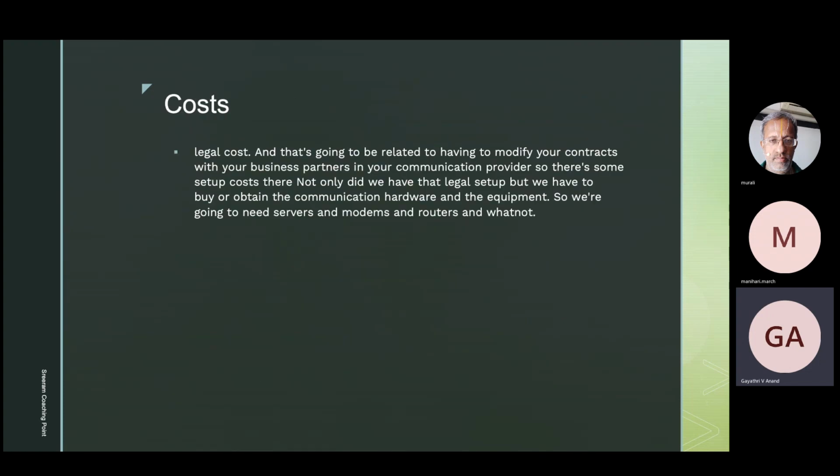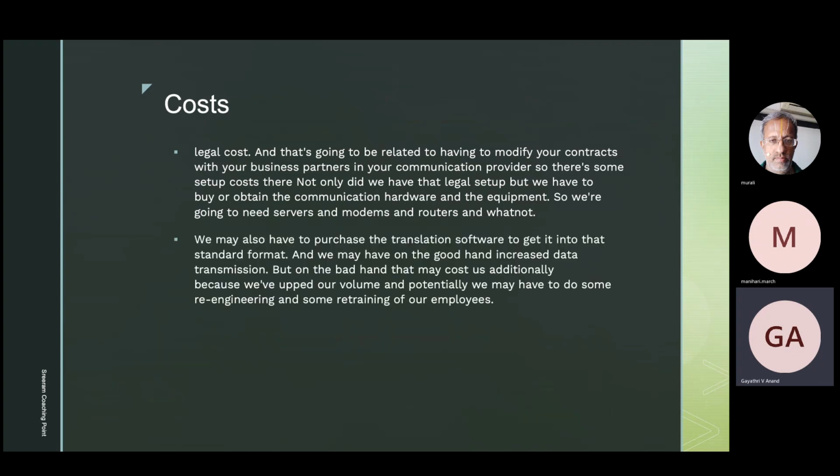Here the cost is legal cost, because it is related to modifying your contracts with your business partners, so there is a setup cost for the legal setup. Nowadays there are a lot of things you need to take care of. Then there is obtaining the communication hardware and equipment: servers, modems, routers and whatnot, because you need an entire setup. It is not that you note it down in a diary and say it's done.